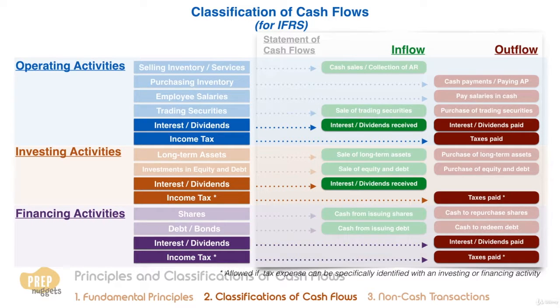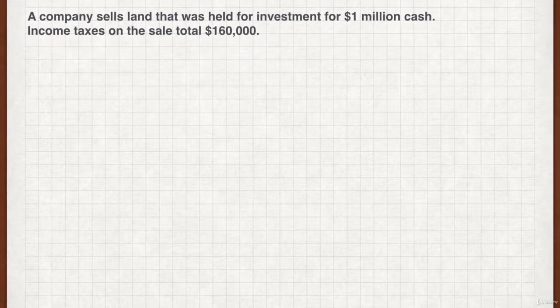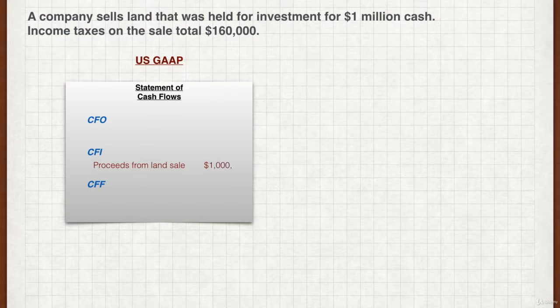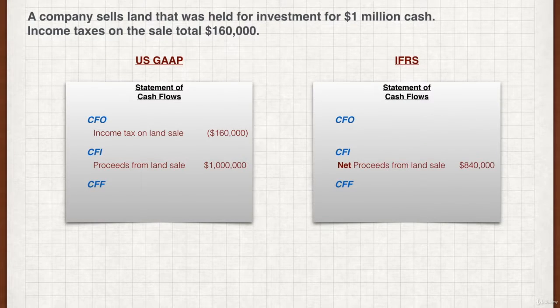Let's work out a short example. A company sells land that was held for investment for $1 million. Income taxes on the sale total $160,000. Under US GAAP, the firm reports an inflow of cash from investing activities of $1 million and an outflow of cash from operating activities of $160,000. Under IFRS, the firm can report a net inflow of $840,000 from investing activities. This is because firms that report under IFRS have the flexibility to report this tax item as specific to the land sale, which is an investing activity.